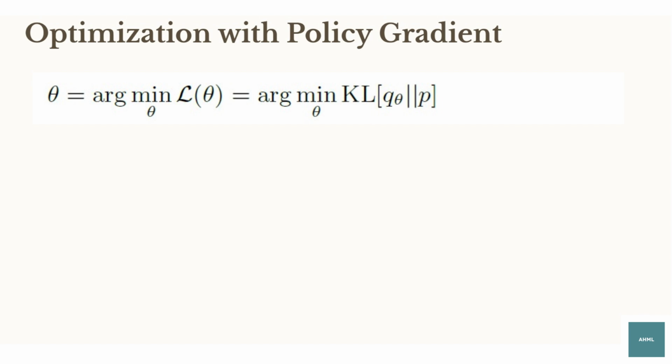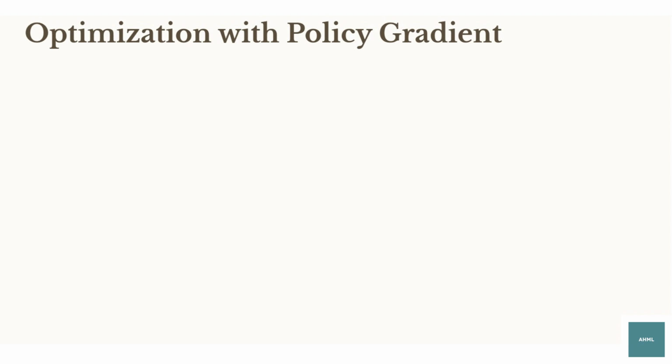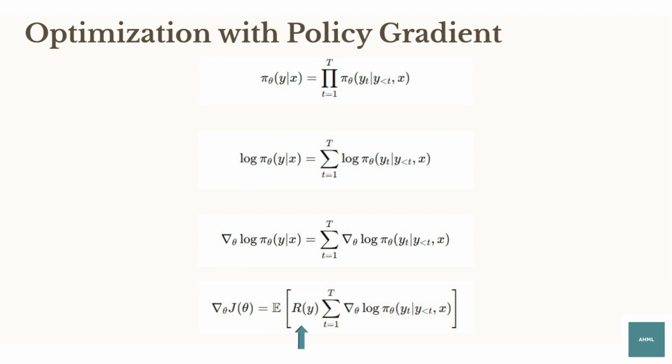MiniLLM's objective is to optimize the reverse KL divergence between the student and teacher models by adjusting the theta of the student model. To optimize this objective, MiniLLM employs the policy gradient theorem. Let's break it down step by step. In a text generation task, the policy is factorized autoregressively, where each token y_t is generated based on prior tokens. We then take the log and apply the policy gradient on both sides. Multiplying it by the reward, we get the policy gradient.